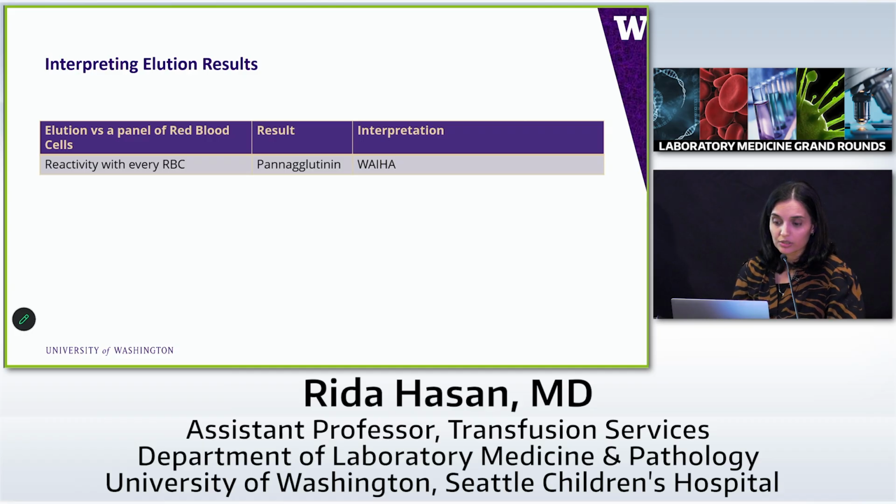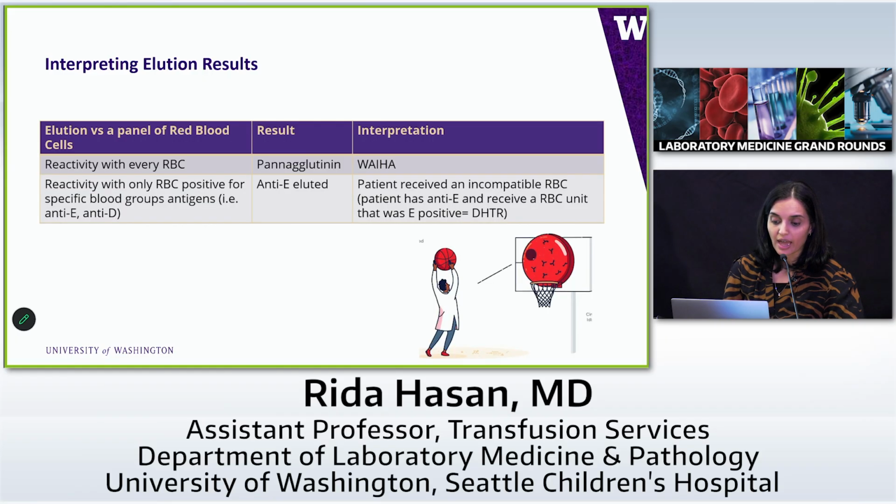So scenario one with your elution, you're going to see that whatever is in your plasma that you eluted off is going to react with every red cell. You're getting agglutination. So I'm going to say that's a panagglutinin, and that's most consistent with WAIHA or just a warm autoantibody. Or maybe that elution is just reacting against specific red cells and not against others. Let's say it's reacting only against big E positive red cells, but not those that don't express the big E antigen. Now I'm thinking, oh, it's an anti-big E that I eluted. And maybe this patient in the most common scenario got a transfusion, they're E negative, they got an E positive transfusion, and now they're having a delayed hemolytic transfusion reaction.